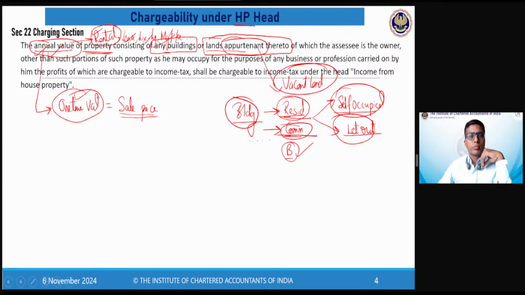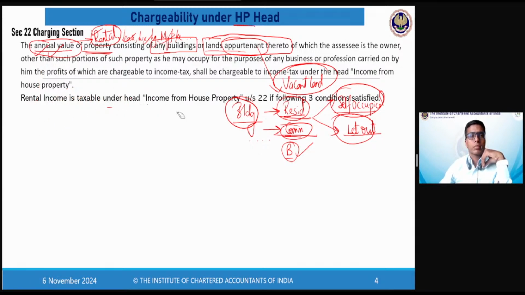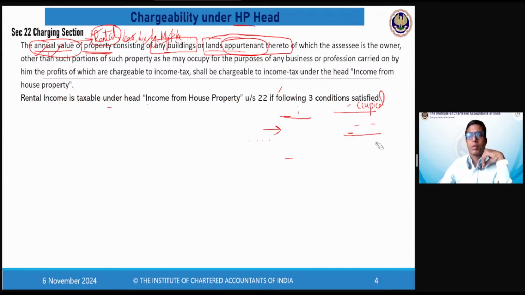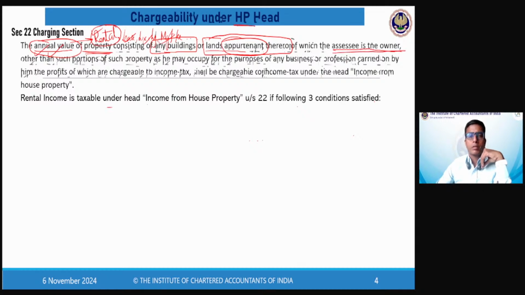Now, this is the answer to Abhishek's question. The next condition put over here is that the assessee should be the owner.